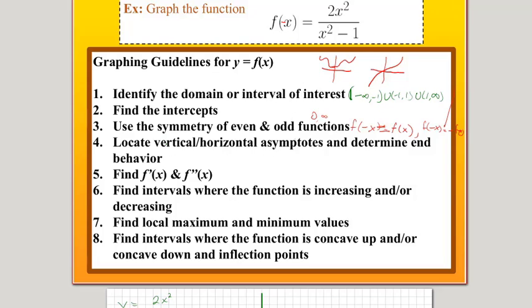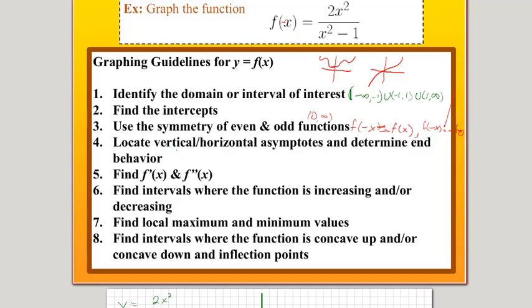Now, just for explanation, I won't actually use the symmetry, but I could. So this will be symmetrical. I guess we'll use that to verify that I've got the right graph. But if I come up with a negative critical point, then I'll still graph it just for the fullness of explanation. So I'm going to locate the vertical and horizontal asymptotes and determine the end behavior.